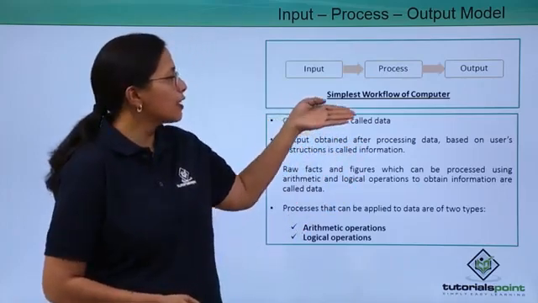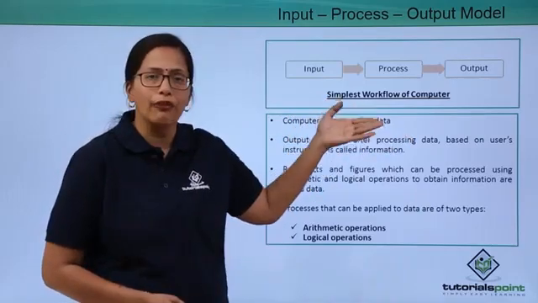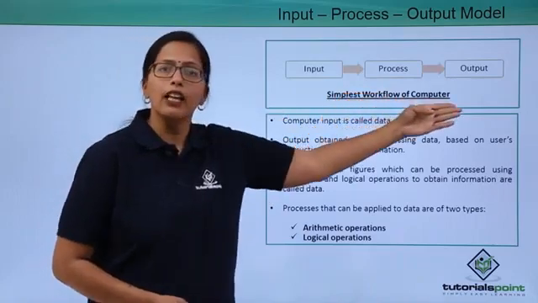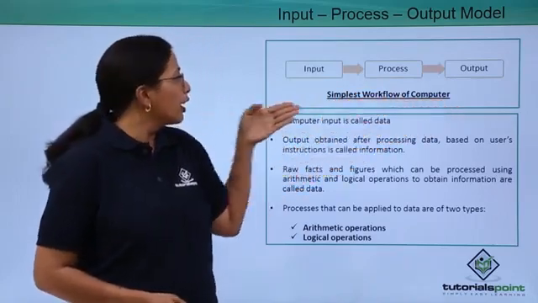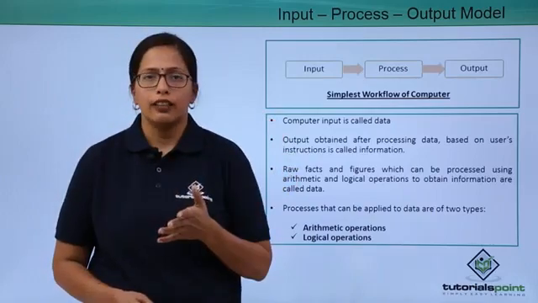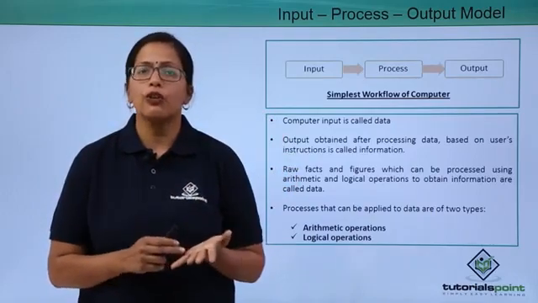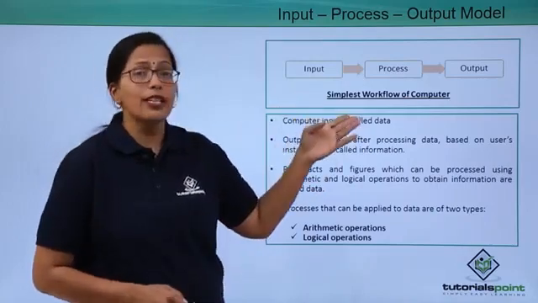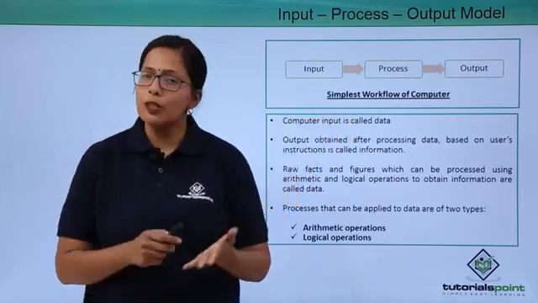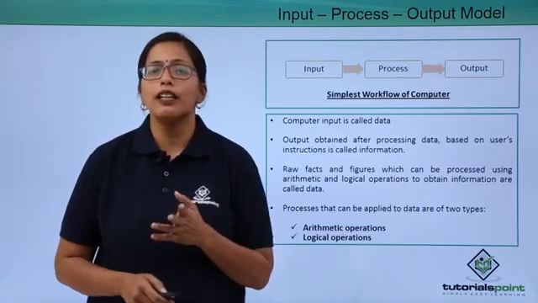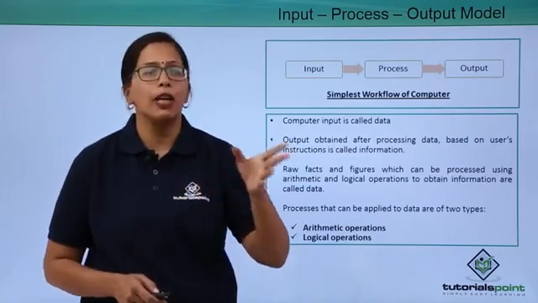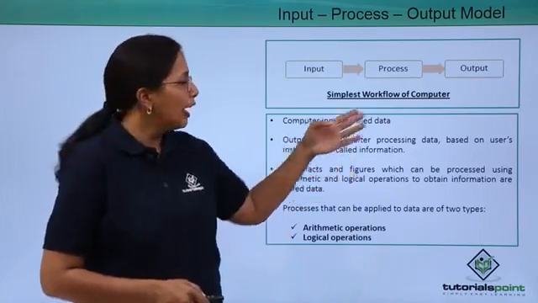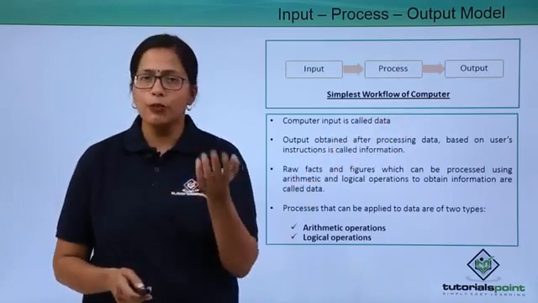Here, as you can see, this is the simplest workflow of computer that I have drawn for you. An input is given, which is processed, and an output is given. Computer input is called data. Any raw information, raw facts, figures are called data. This data is processed upon by the computer. How is this processing done? This processing is done as per the instruction given by the user, and depending on the process that is applied, an output is given. Let's take a small example.